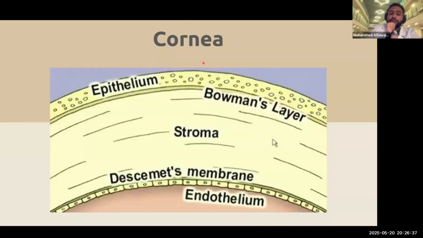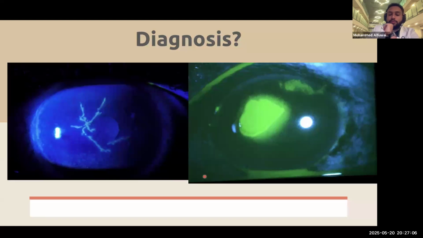Now the cornea. The cornea has 5 layers: epithelium, Bowman's layer, stroma, Descemet's membrane, and endothelium. Most important is endothelium, epithelium for you guys to remember, but I want you to remember one other thing, which is the stroma. Because if you have damage to the epithelium, this will cause corneal abrasion. If you have epithelium, Bowman's straight into the stroma, this is ulcer. That's it.